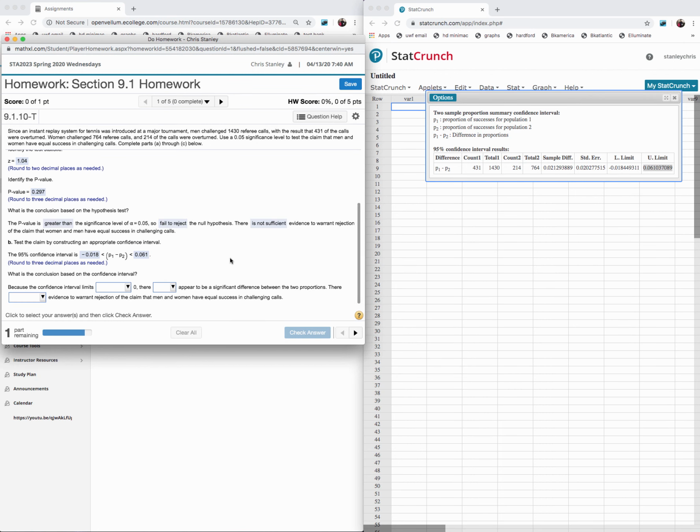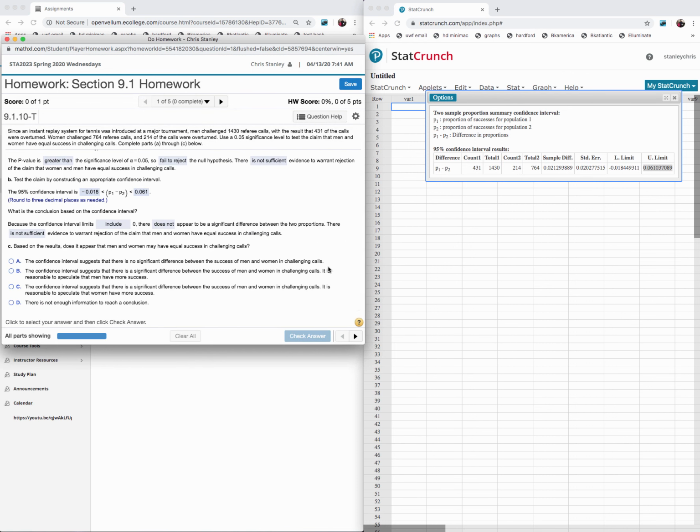Okay, so if you watch the video on how to do this, you have to look for 0 in this interval, and 0 is there. That's a negative, that's a positive. Does include 0. So there does not appear to be a significant difference. If 0's in there, we're basically saying that this difference could be 0. If that difference could be 0, then we could say we don't think that there's any difference.